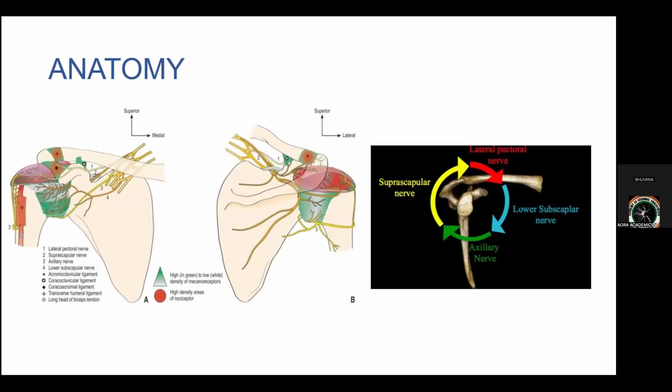So here we can see the diagrammatic representations. The posterior superior part of the shoulder is supplied by the suprascapular nerve, and the anterior inferior part is supplied by the axillary nerve. The anterior part has a minor contribution from the lateral pectoral nerve, and the anterior and deeper structure is supplied by the lower subscapular nerve.